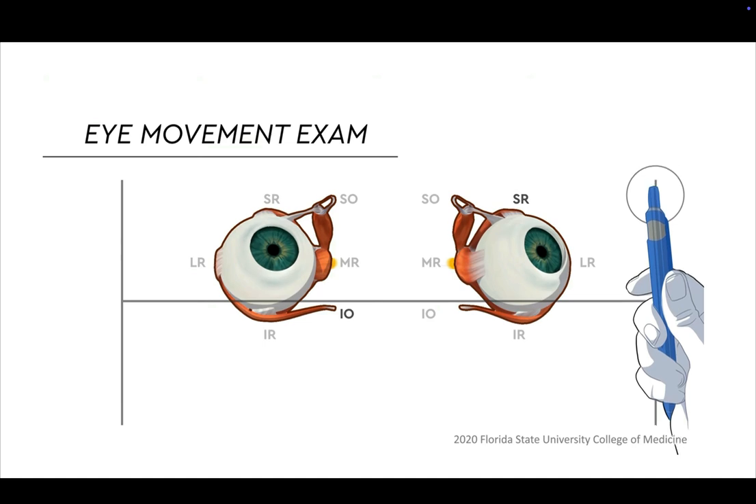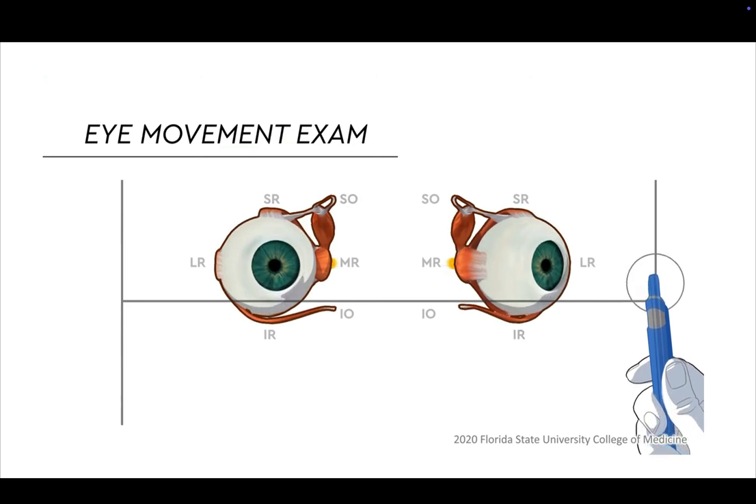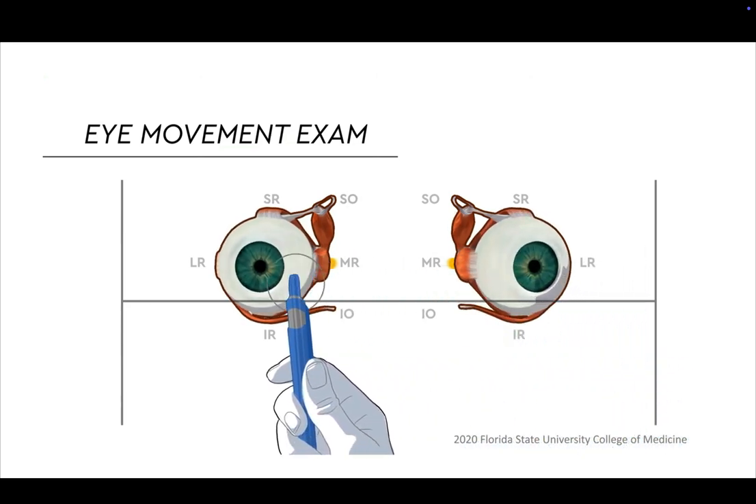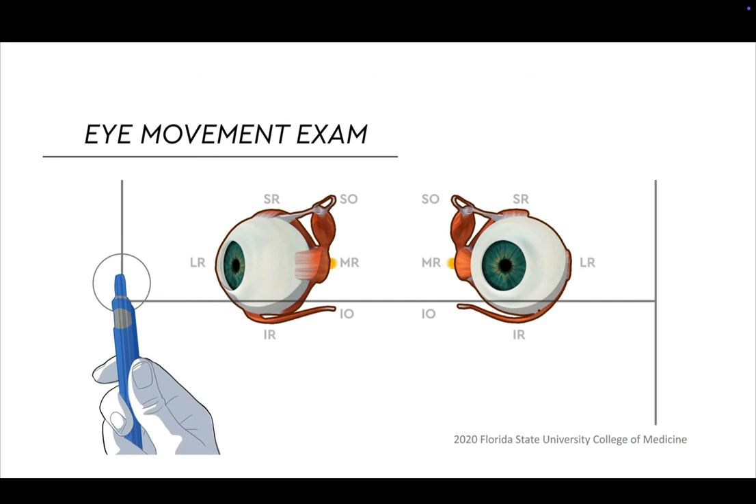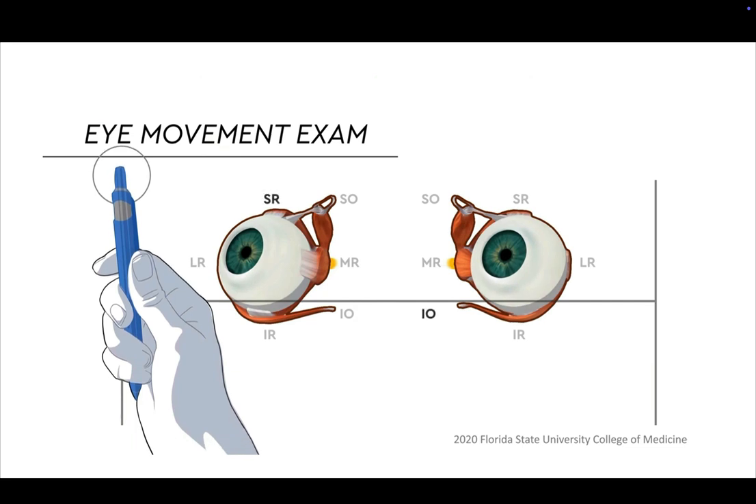Continue by moving the object directly inferiorly to test the patient's left inferior rectus, down and out, and the right superior oblique muscle, down and in. Now return the object to the left horizontal position and slowly move it to an equivalent position on the right side. Here you can examine the function of the patient's right lateral rectus muscle, abduction, and the left medial rectus muscle, adduction.